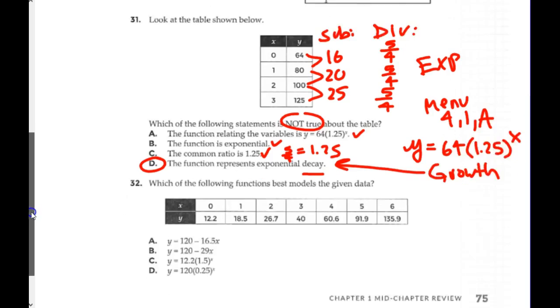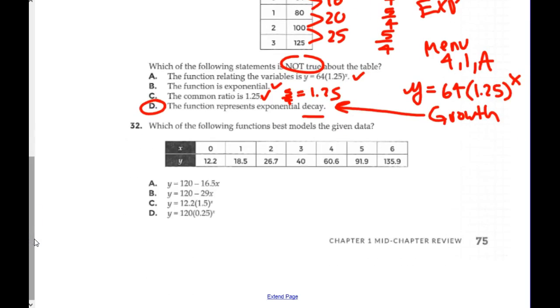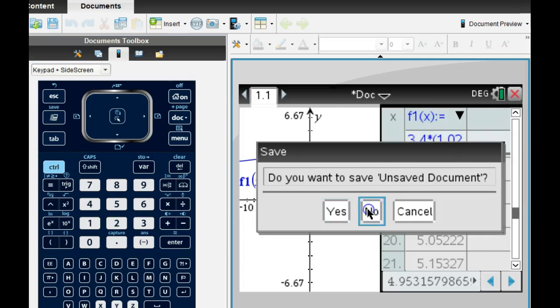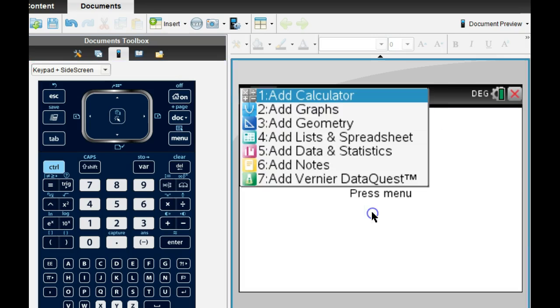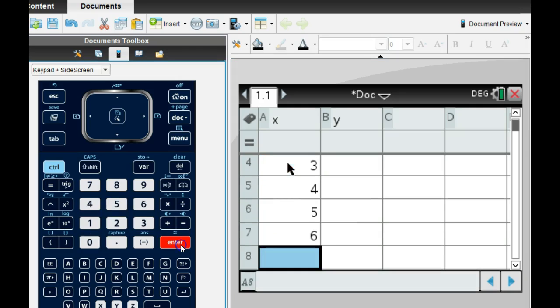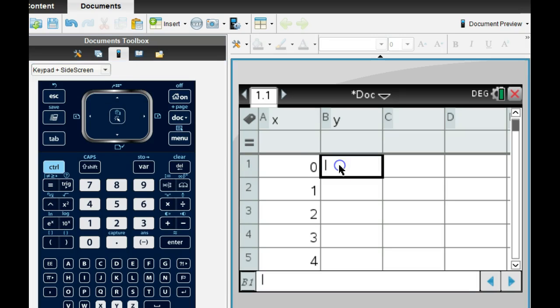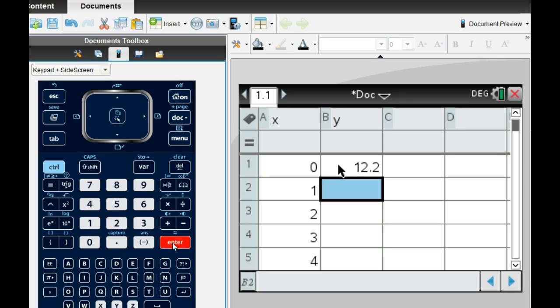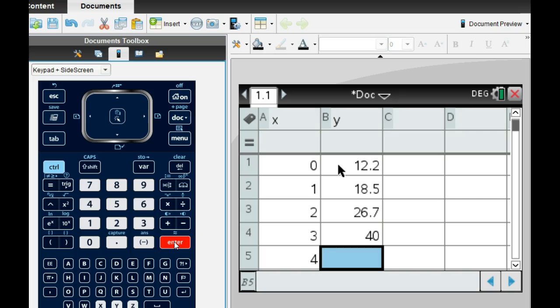Okay. Last one. Which of the following functions best models the given data? Let's do menu 413, and then we'll do menu 41A. I'm going to type in all the data, see which one gives me a better R squared. Zero through 6. Okay, so we got 12.2, 18.5. You could find all the common differences and all the common ratios and see which ones are closer together. That's fine. Here's another way.